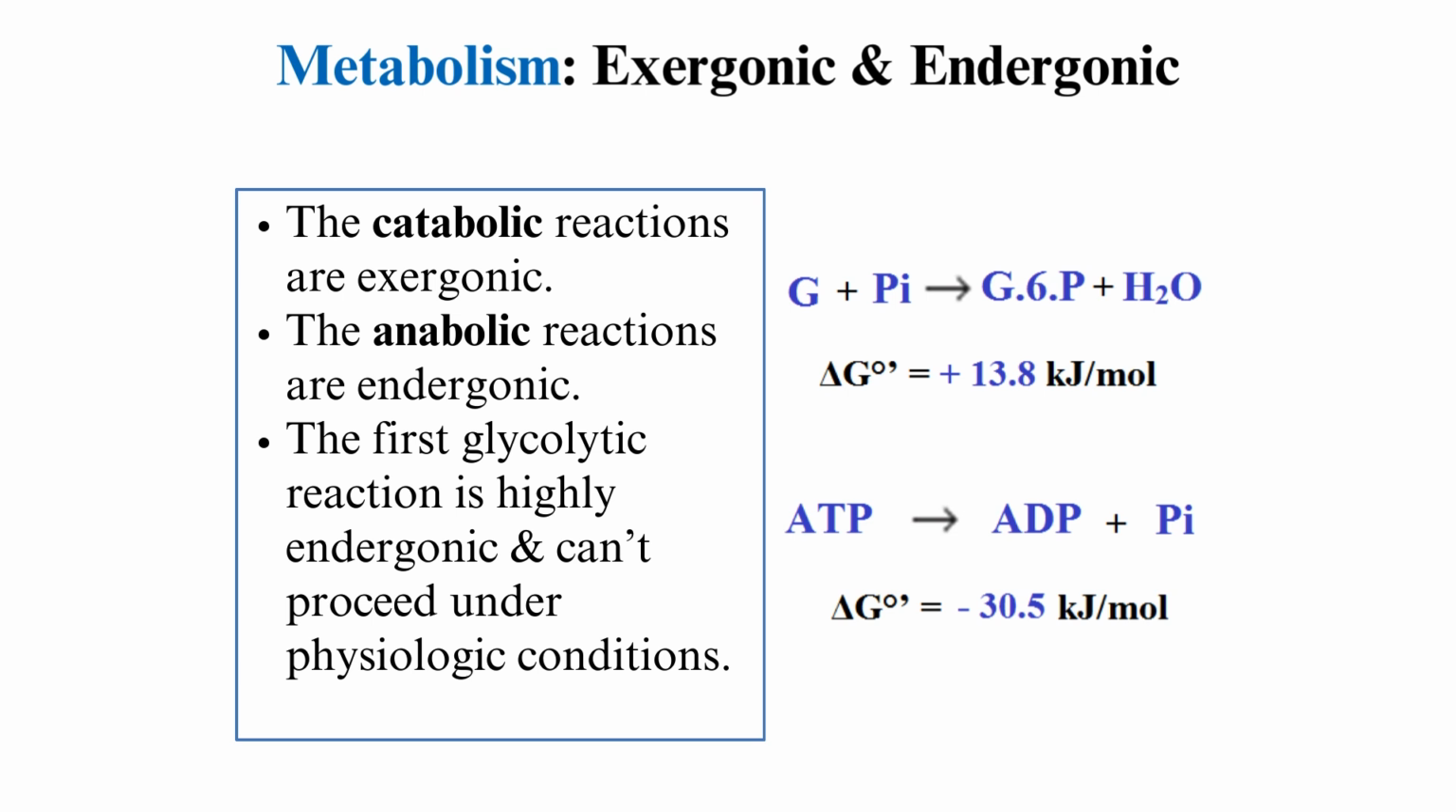Under physiologic conditions, we couple it to another exergonic reaction in which ATP is hydrolyzed to ADP and an inorganic phosphate, with a delta G of minus 30, a highly favorable exergonic reaction. So when they occur simultaneously, we will achieve the final product of glucose 6-phosphate plus ADP plus water.